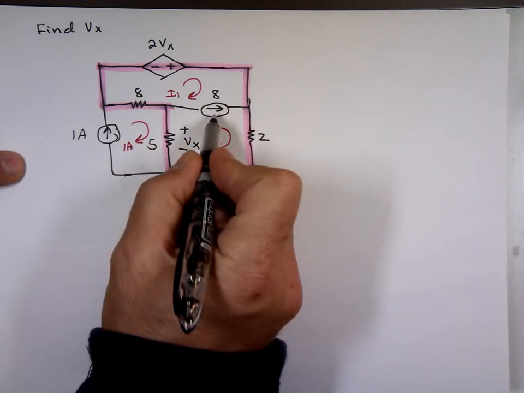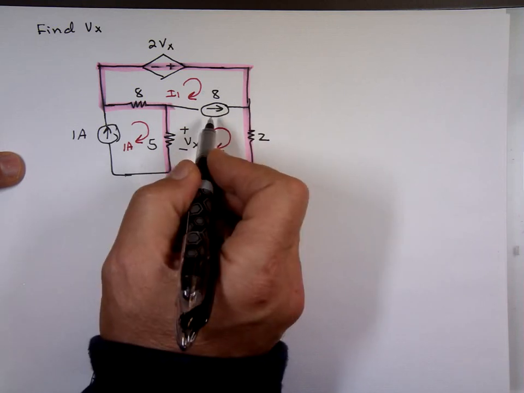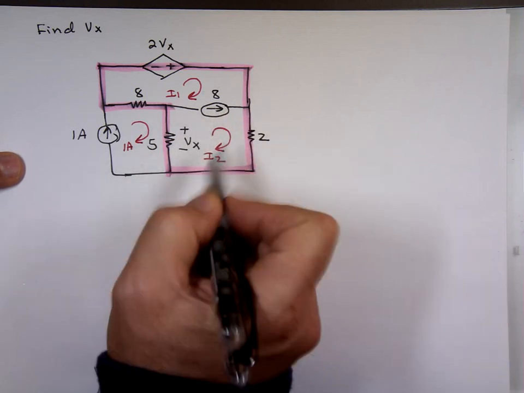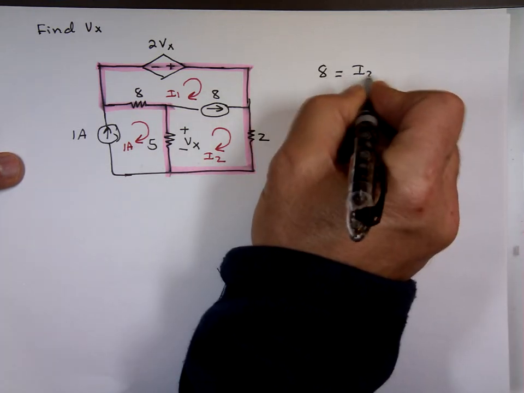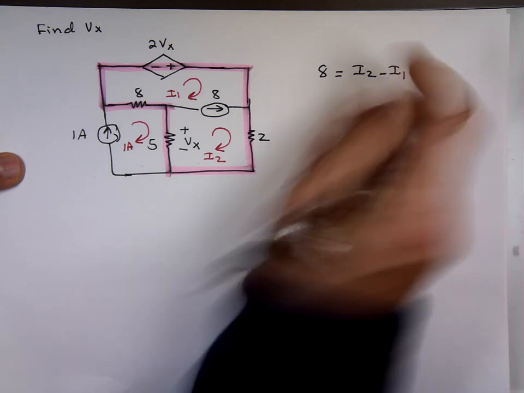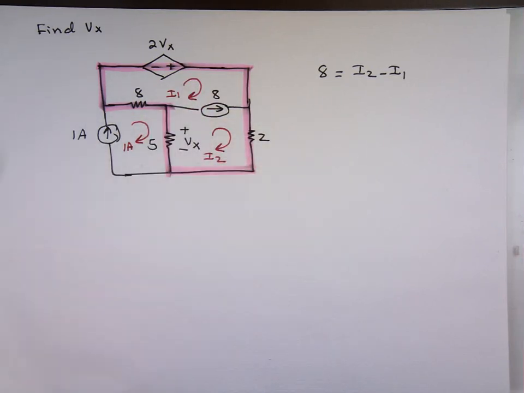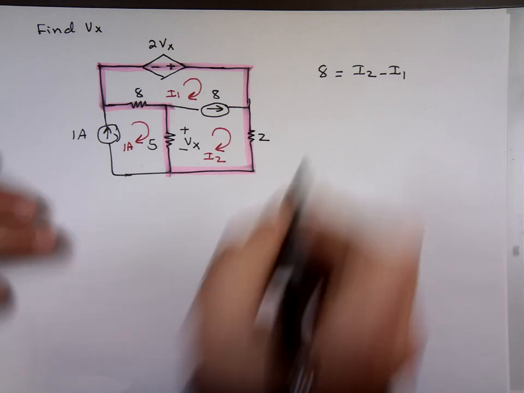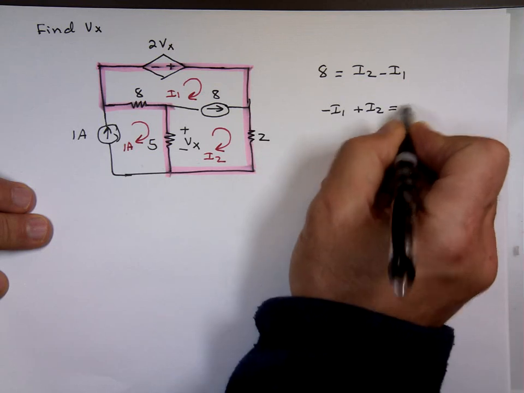We already know this current here, the 8 amp, is the current going which way? To the right, except you have them backward. The 8 is going to the right, so what is the current to the right? I sub 2 minus I sub 1. I sub 2 is going this way, I sub 1 is going this way. Since I'm going to write the I sub 1 first, I'll go negative I sub 1 plus I sub 2 is equal to 8. That's equation 1.